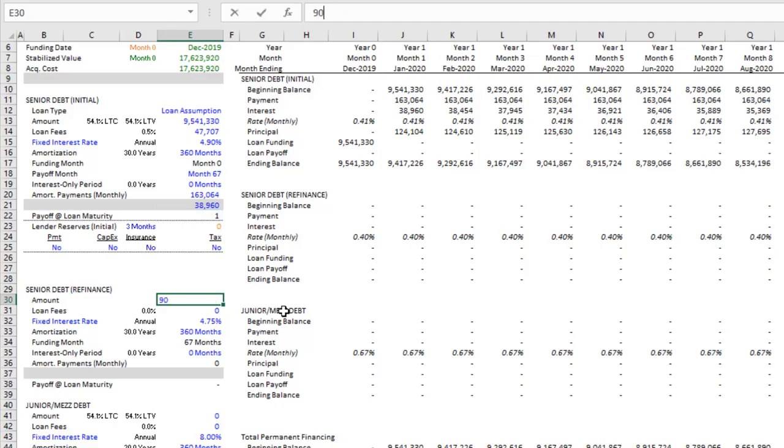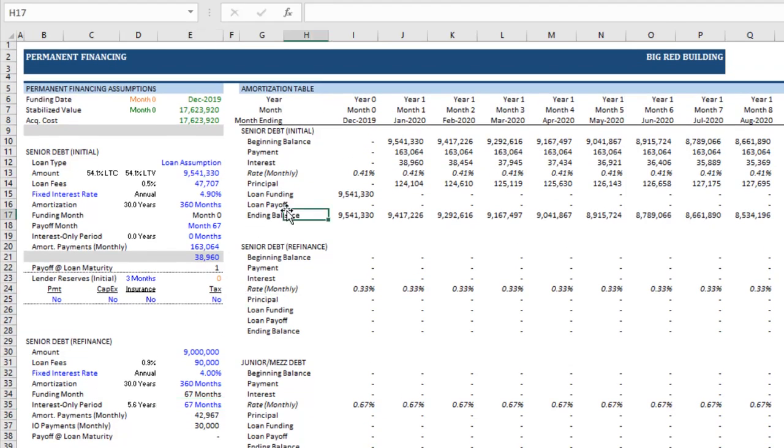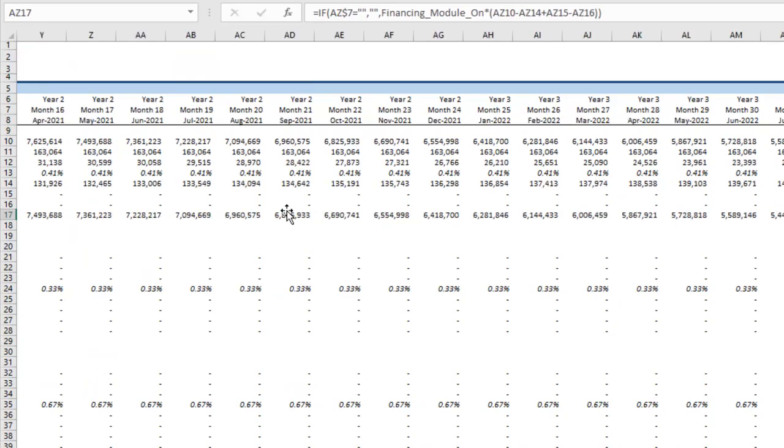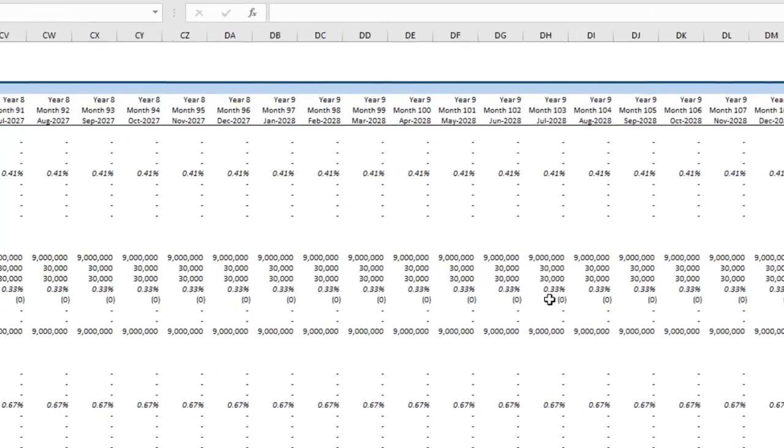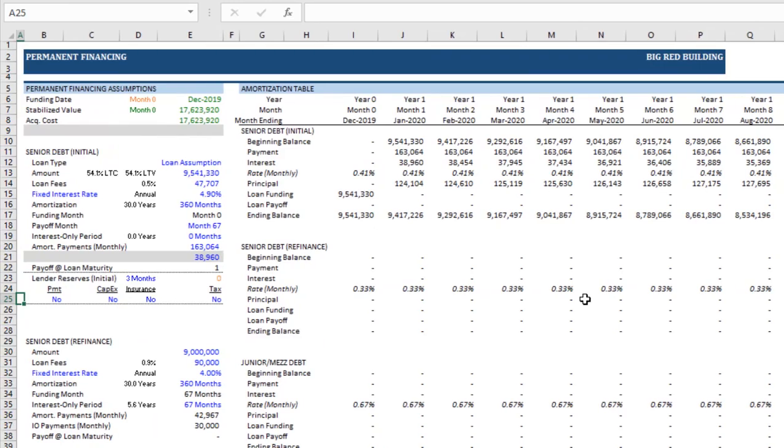In that month 67, we put another $9 million loan on the property with some, I don't know, terms like that. 4% interest rate, 360 months of amortization. Let's do full IO here, so 67 months of interest only. And so we've put subsequent debt. Now, we can see this by coming out here to the far right, out to month 67. And you'll find that the initial debt amortized all the way down to zero. We funded new debt in that same month, and then that same debt carries us to the end of our analysis period. And so that's the first scenario, right?